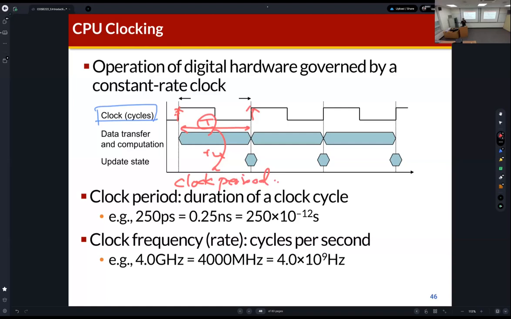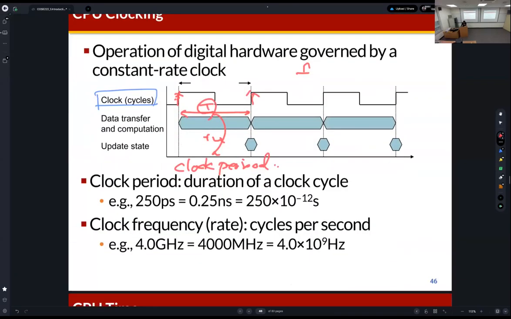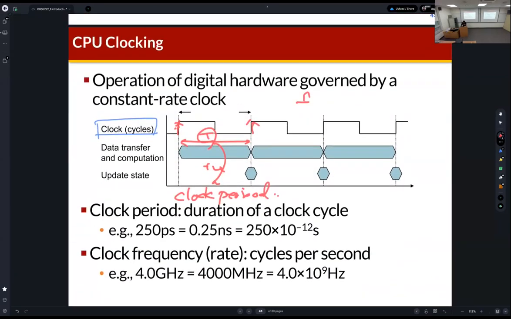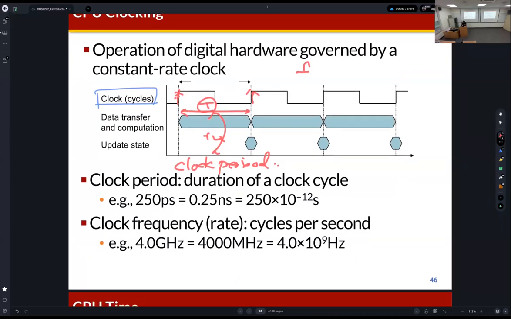And what is the clock frequency? For clock frequency we frequently use the letter F. The clock frequency F is the inverse of the clock period. For example, my Intel CPU has a clock frequency of 2 gigahertz. What does that mean? 2 gigahertz of clock frequency means the number of clock cycles per second.